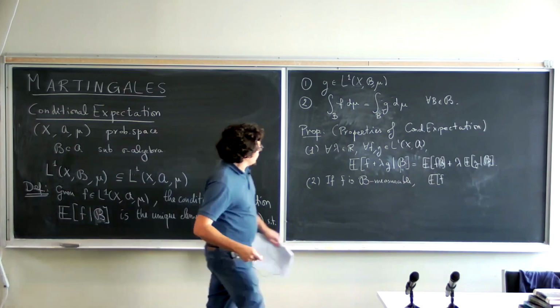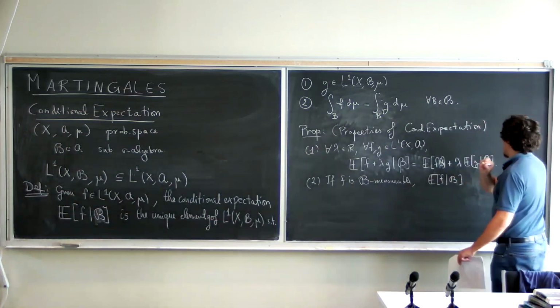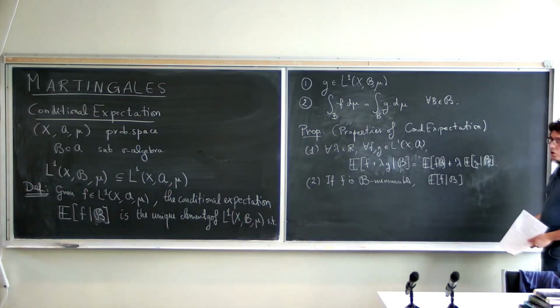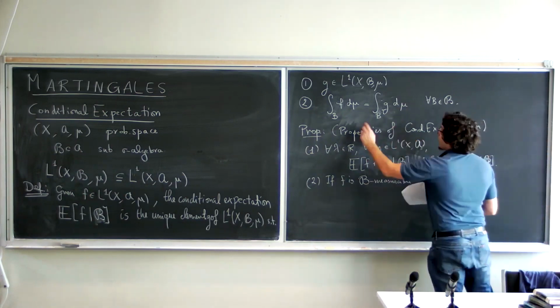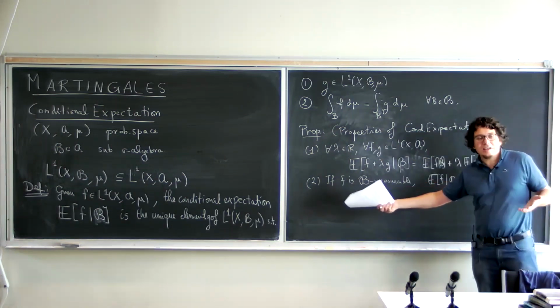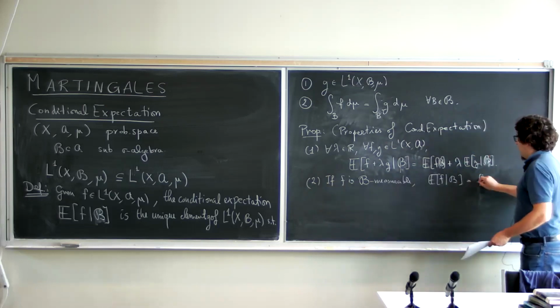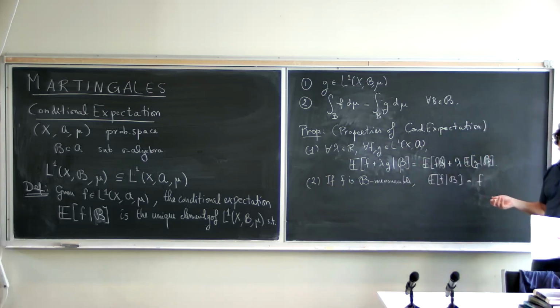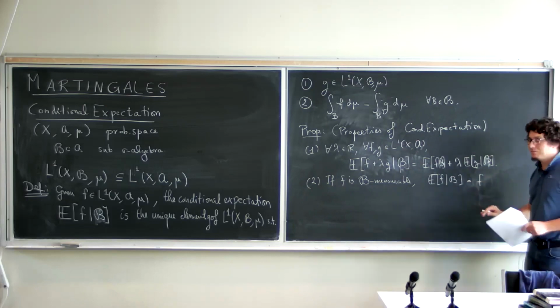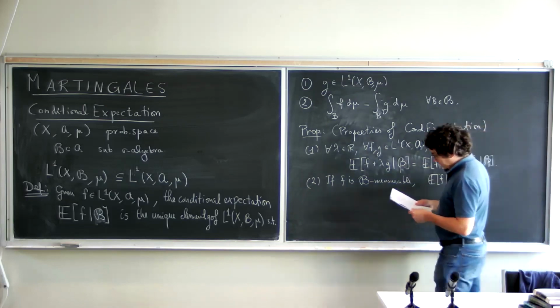So we take the expectation of f conditional on B. Well, what do we want to do? We want to find a function that is B measurable and has the same integral as f on every B set. Well, if f is already B measurable, then f itself already works, right? So far this is a bit dry, but we'll see what else.